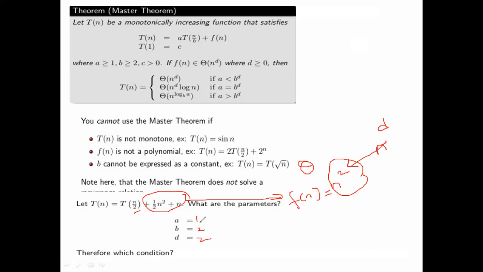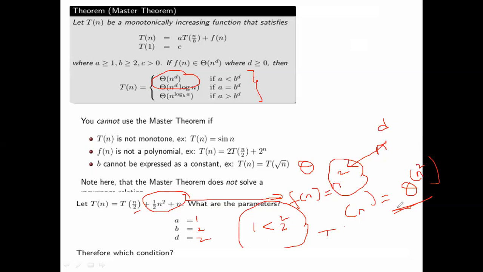So check the condition in the 3 cases. Which case is eligible? That is, a value 1 is less than b power d, which is 2 square. So we go to the condition theta of n power d. That is the complexity. Here the T of n value equals theta of n square. Why? Because here we get n power d, and d is 2, so we get the value theta of n square.